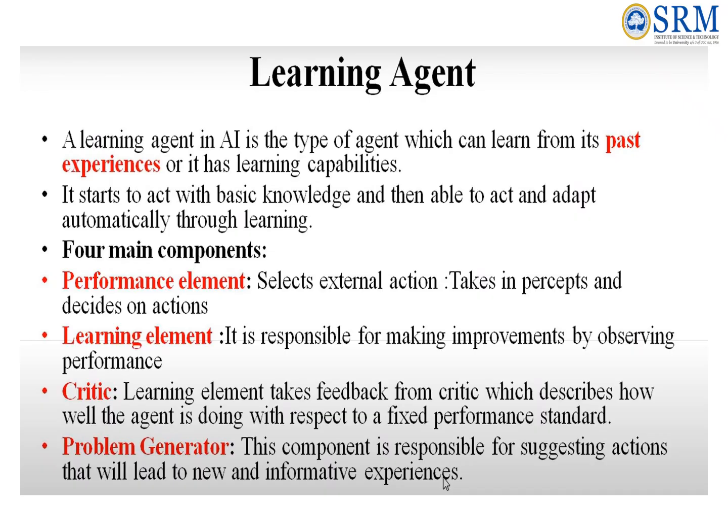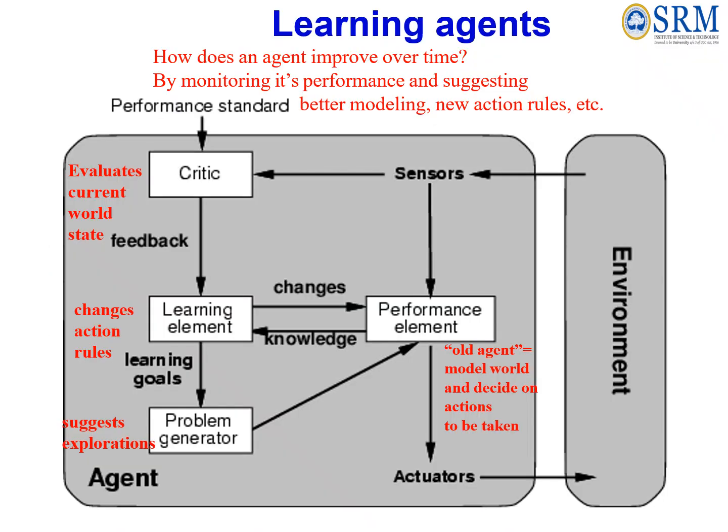So let me explain with the diagram. The performance element is responsible for selecting the action. It acts like the brain of the agent. The environment passes through the sensor, the performance element, and then the action. We can take a robo vacuum that detects dirt. The room is dirty, so the performance element goes and sucks it up. The performance element performs the action.